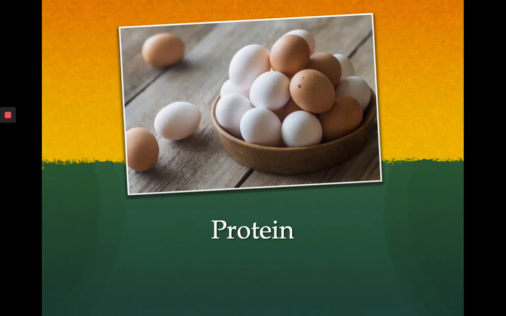Welcome to lesson 2 of the grade 12 nutrition module. In lesson number 1, we introduced the macronutrients, and we also talked about the first macronutrient in greater detail, carbohydrates. Now we're going to continue in lesson 2, starting with protein as our second macronutrient.